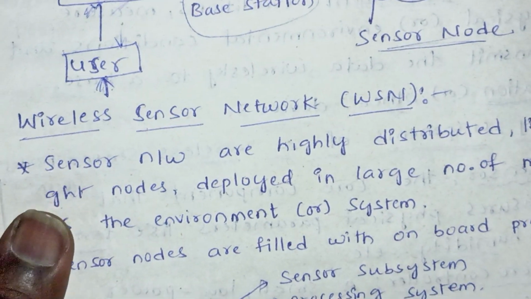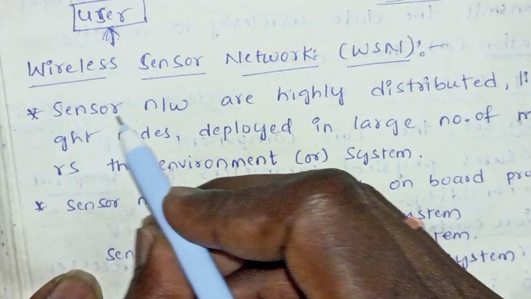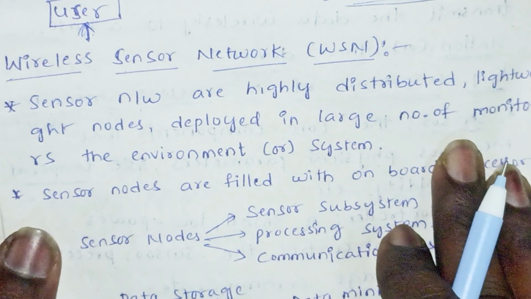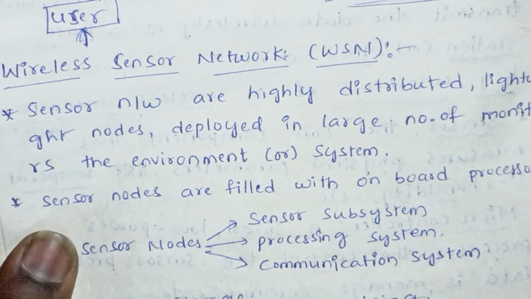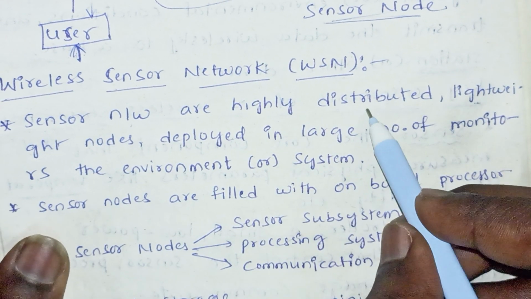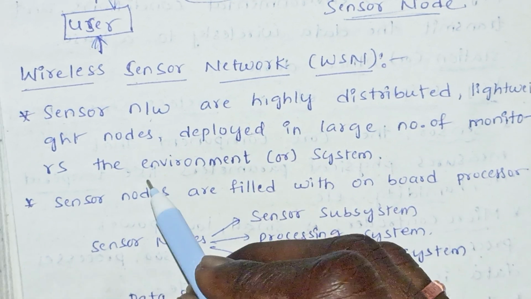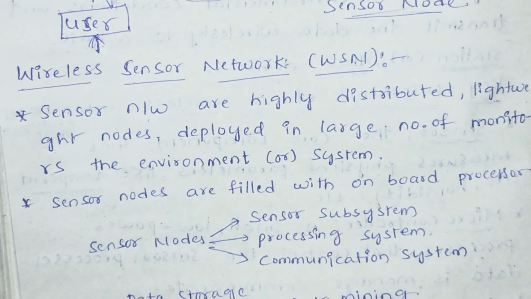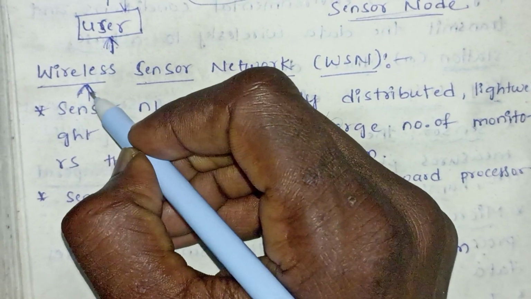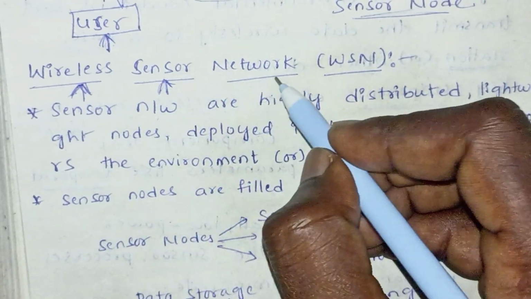Okay, next, WSN, wireless sensor network. So what are wireless sensor networks? Sensor networks are highly distributed, lightweight nodes deployed in large numbers to monitor the environment or system. Wireless sensor network is nothing but wireless, there is no wire between devices. And a sensor is nothing but something that senses the data, as I already told.